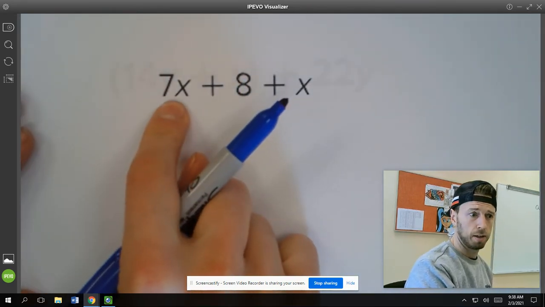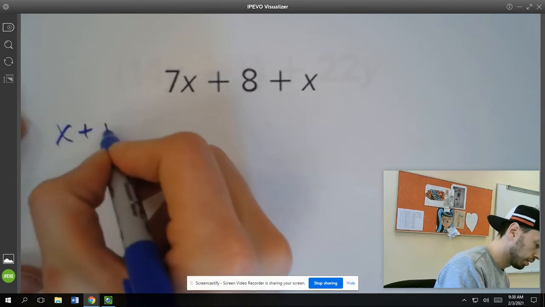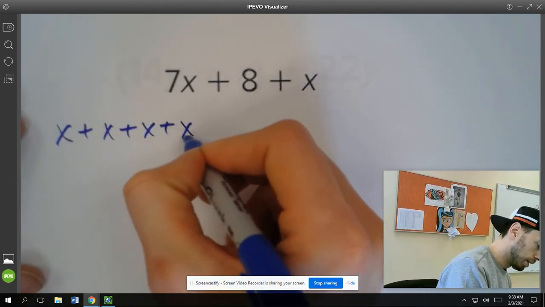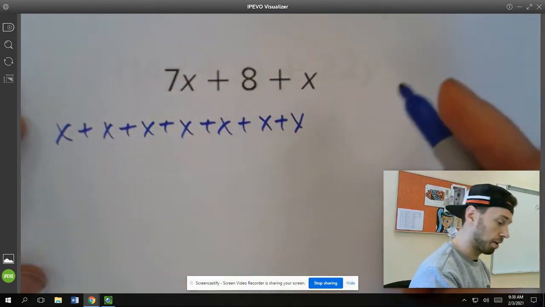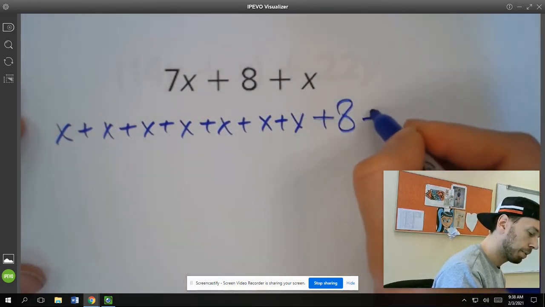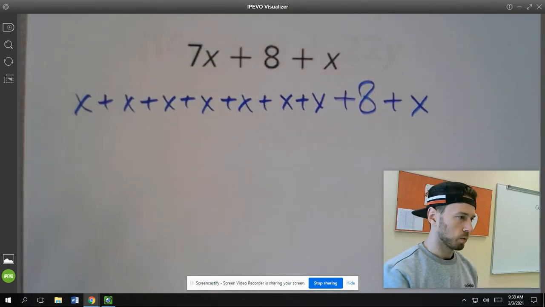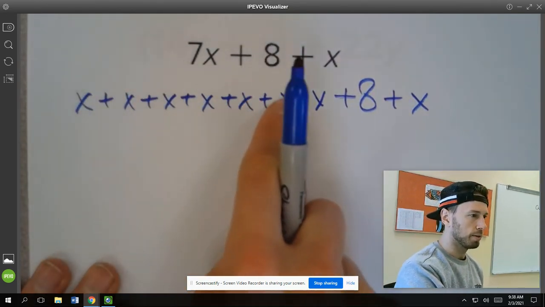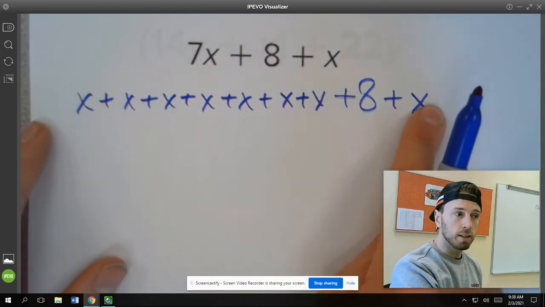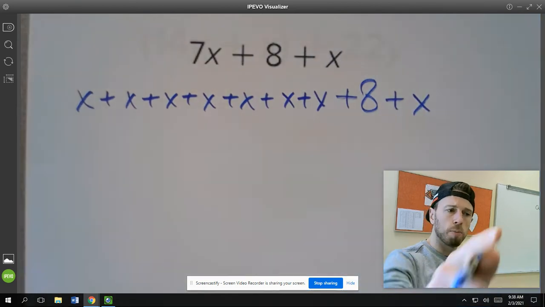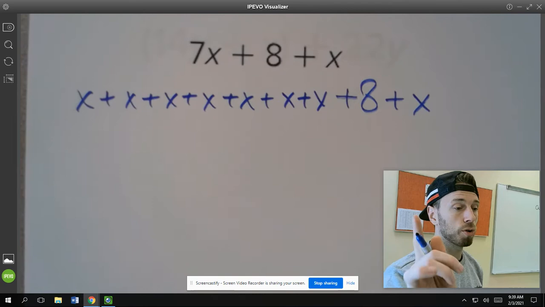7x is really 7 x's being added together, right? 7 times x is just repeated addition. So it's x plus x... I know, it's kind of annoying. But there's 7 x's being added together plus an 8 plus another x, right? So then if we look at this problem, we've got 1, 2, 3, 4, 5, 6, 7 x's being added together. Well, there's another x too, right? So there's 8 total x's all being added together. And if you remember, the commutative property says if you're adding a bunch of stuff together, it doesn't matter what order you add it in.